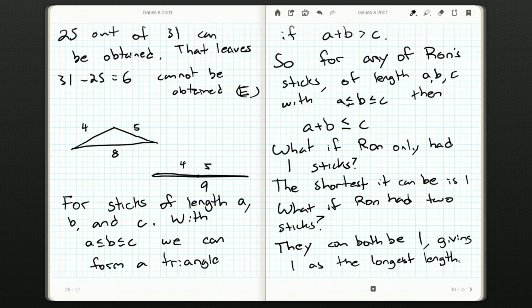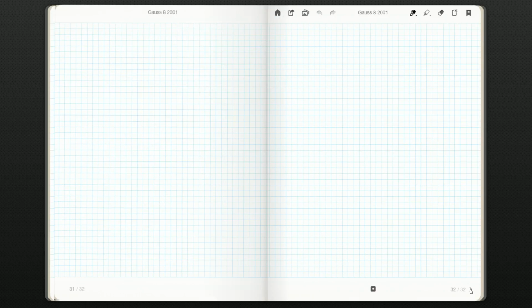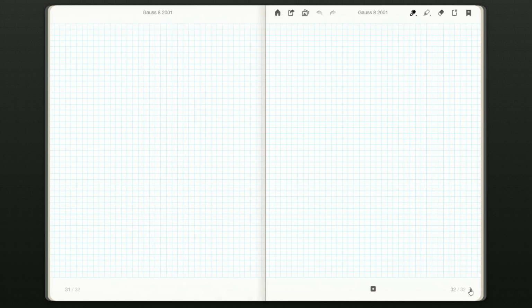So if he has 1 stick, length 1 will do. If he has 2 sticks, they can both be length 1, and so the longest stick, which is either one of them, will have length 1. That's definitely the shortest it could possibly be. So now we've worked our way up to what if 3.